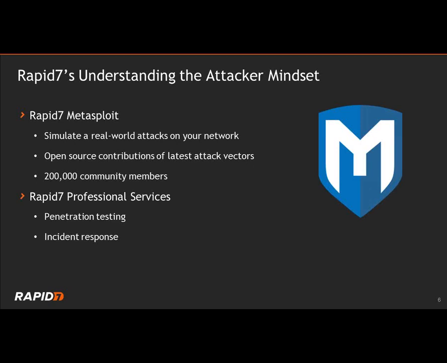First of all, Rapid7 is the company behind Metasploit, which is the world's leading penetration testing tool. It's an open source and a commercial tool that we offer. This tool helps you to simulate real-world attacks on your network. As I said, it's an open source system where we have contributions containing the latest attack vectors. Often, for example, with the Heartbleed vulnerability and some other vulnerabilities, they become available very, very quickly. And we draw on a community of about 200,000 members to help us in that effort.